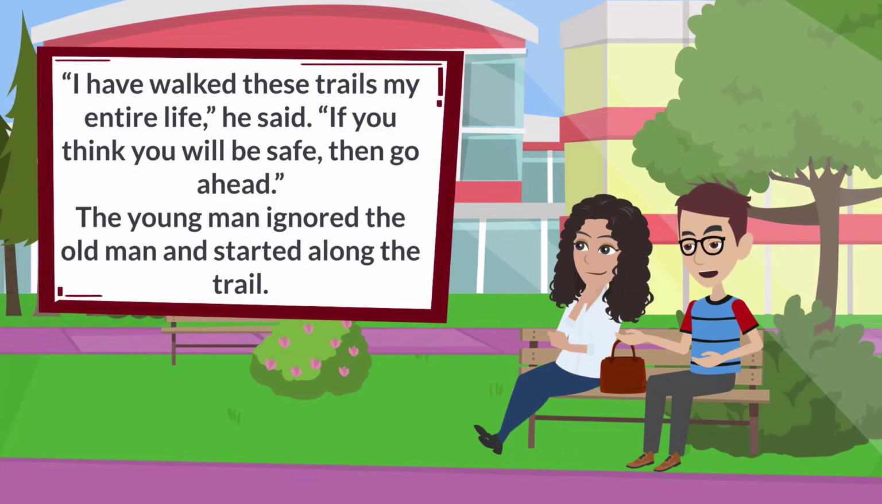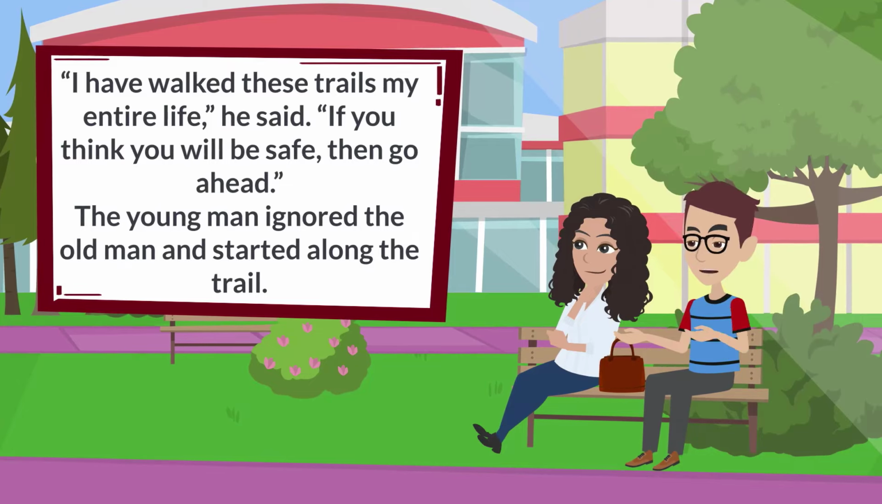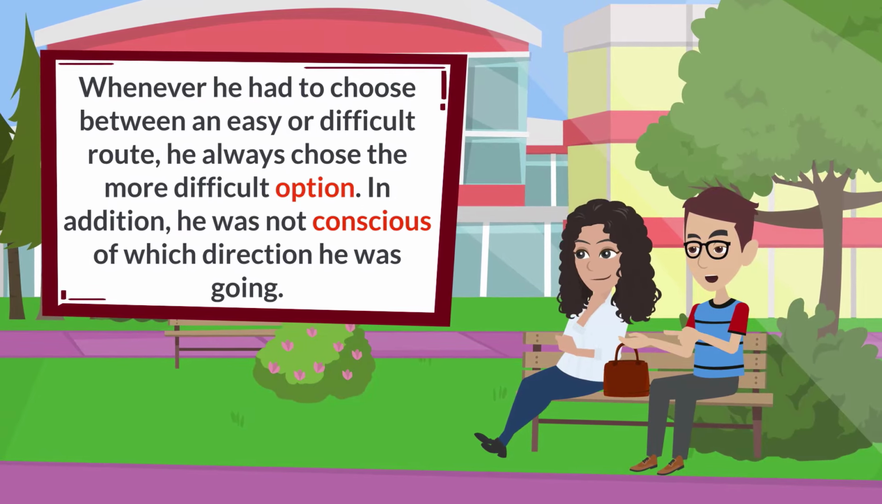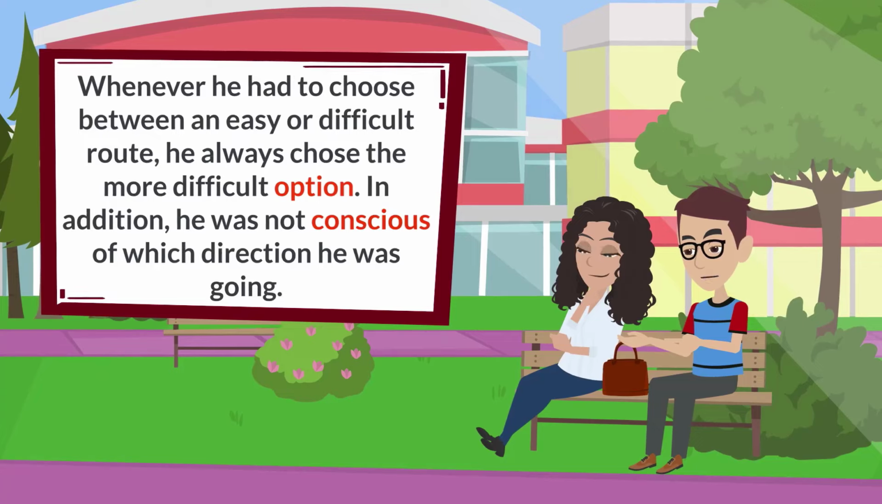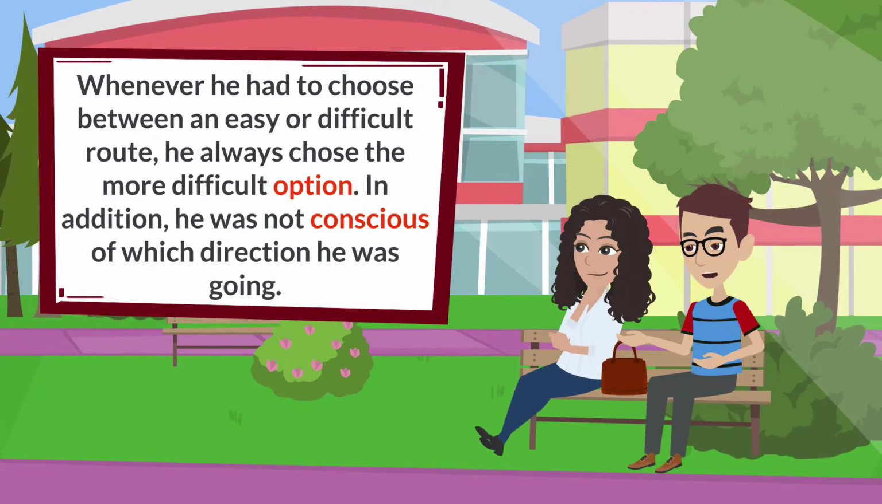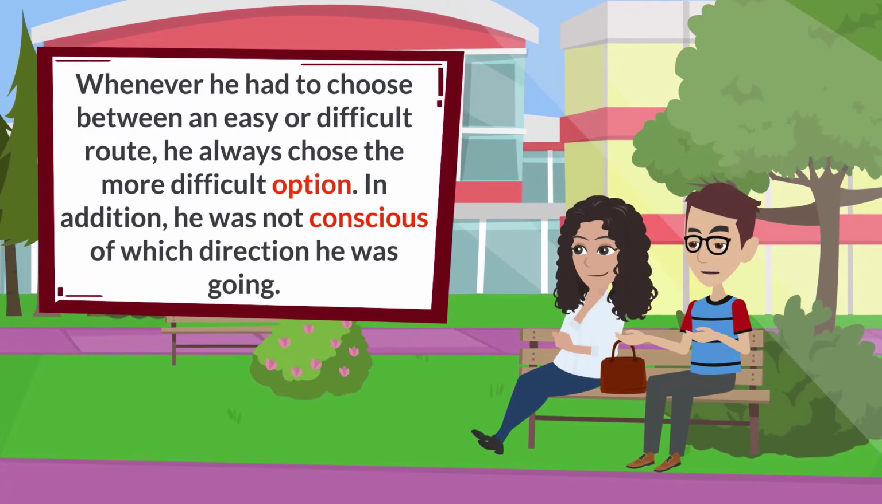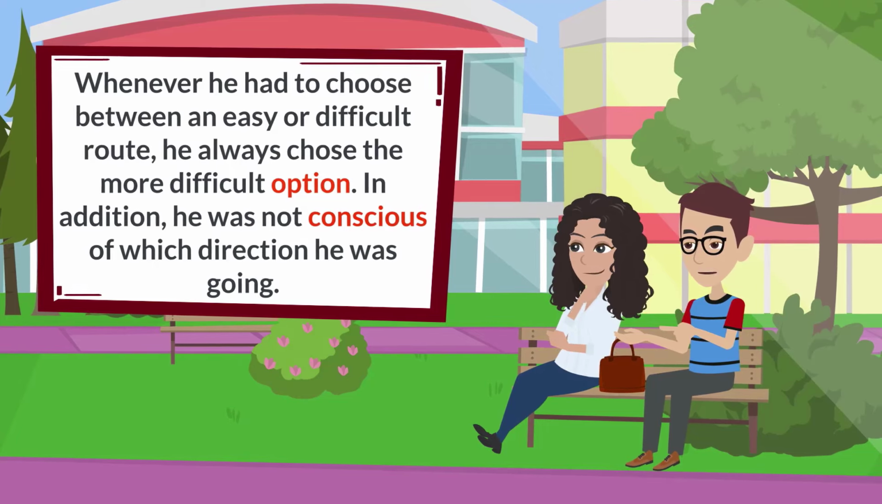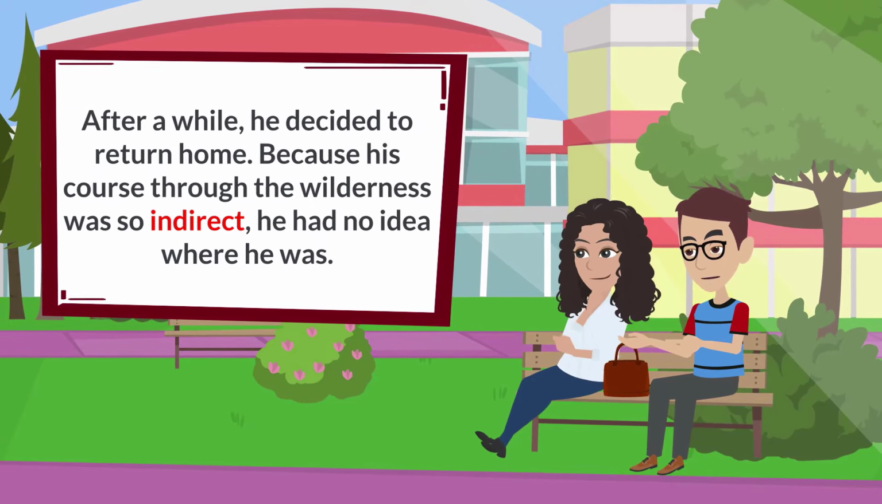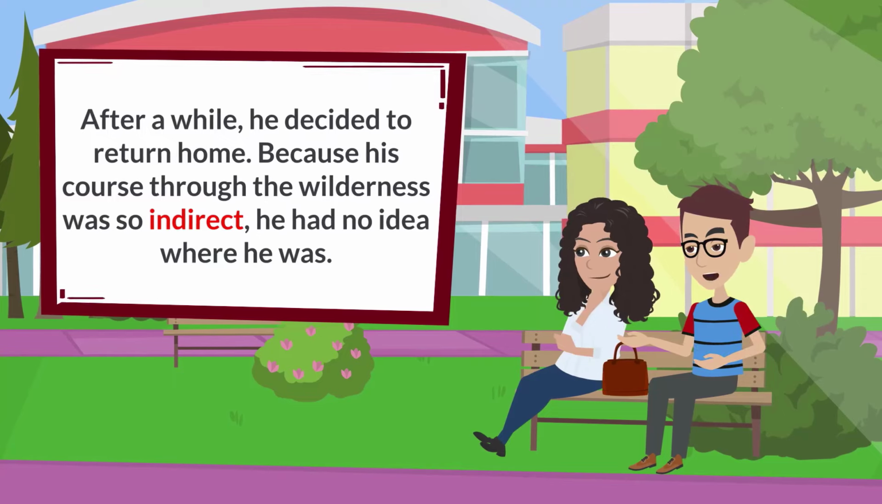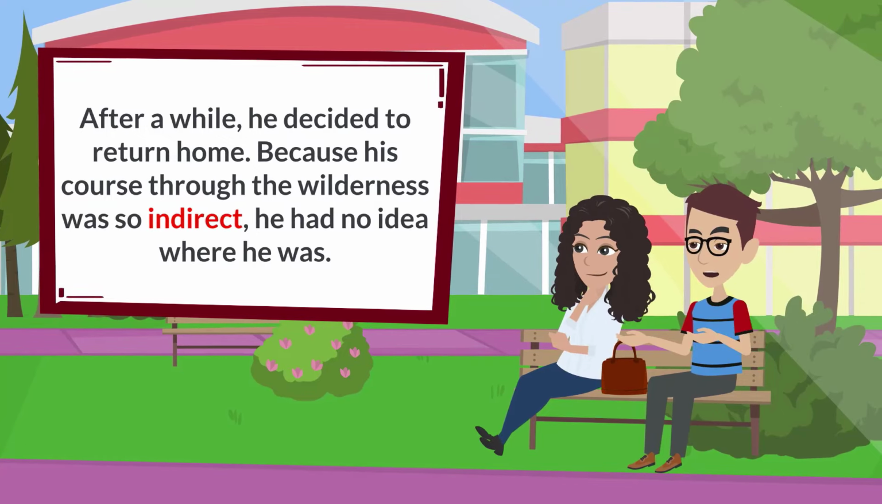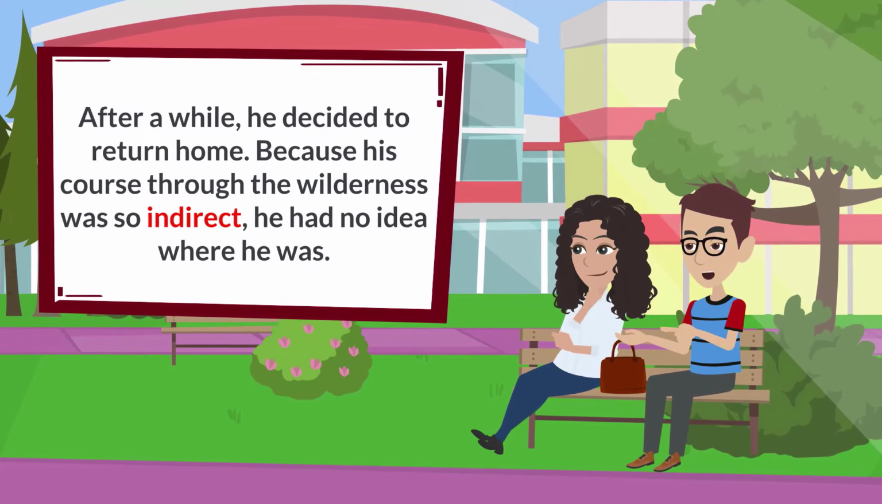The young man ignored the old man and started along the trail. Whenever he had to choose between an easy or difficult route, he always chose the more difficult option. In addition, he was not conscious of which direction he was going. After a while, he decided to return home. Because his course through the wilderness was so indirect, he had no idea where he was.